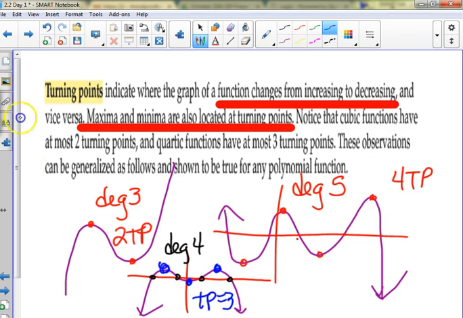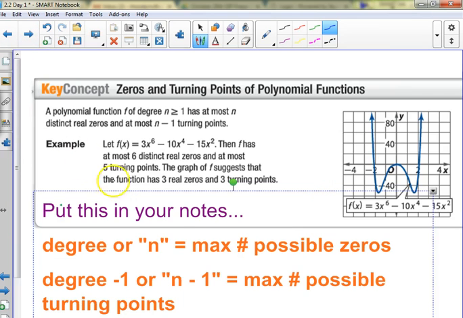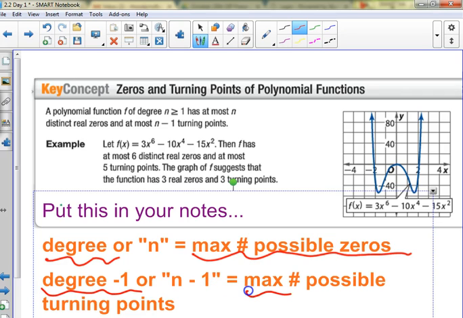Yeah. The degree equals the number of zeros, and if you subtract 1, you get the number of turning points. If you subtracted another one, you'd get the number of possible inflection points. Remember, between every max and min, there was an inflection point? We don't want to talk about inflection points. Just okay. So the degree tells you the maximum possible number of zeros. The degree minus 1 is the maximum number of turning points. It doesn't mean every graph will have that many turning points.